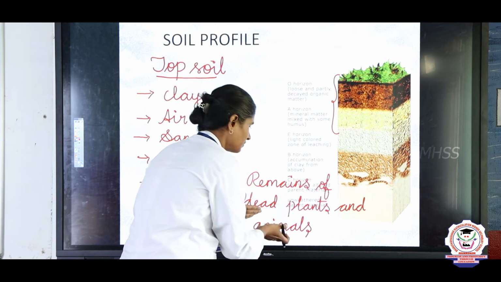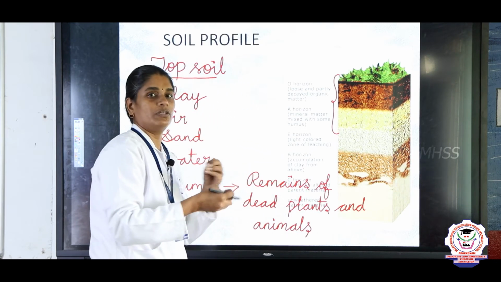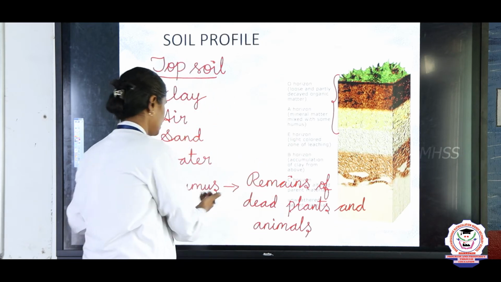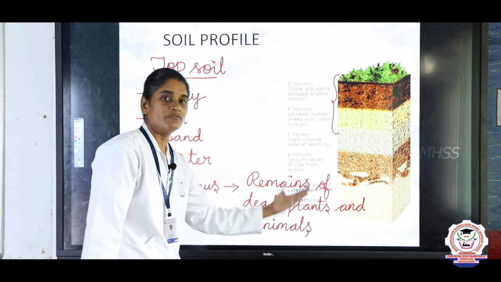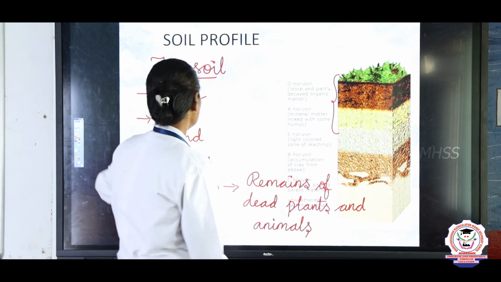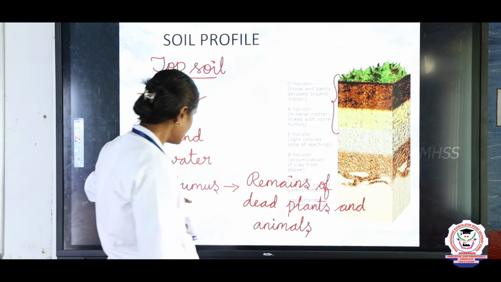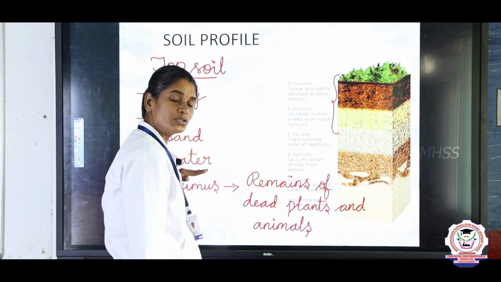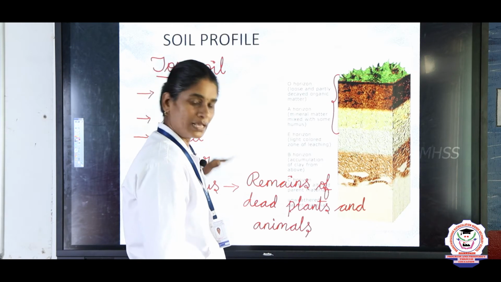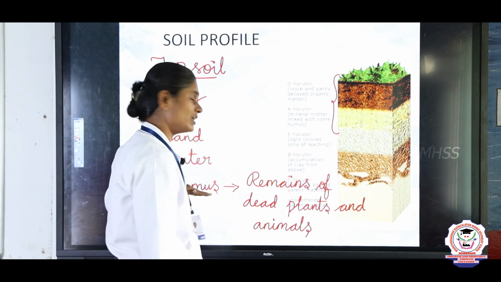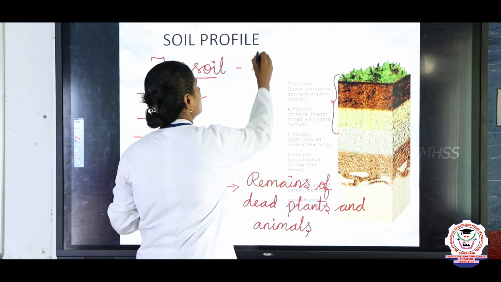This remains of dead plants and animals mixes along with the finer particles of the rocks, and thus it becomes humus. So, humus is the remains of dead plants and animals which is present in the soil. These things are present in the topsoil. The topsoil contains this humus, which is essential to the plants for growth because it provides nutrients to the plants. That is why this topsoil is the fertile layer.